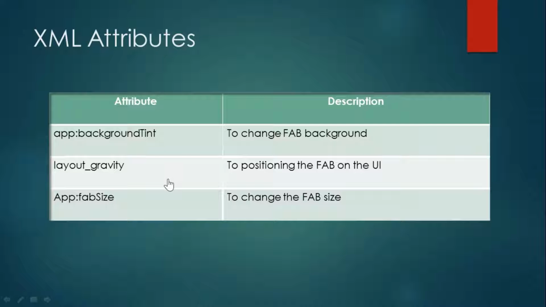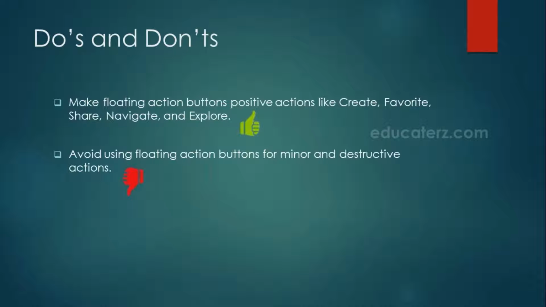And we can change the layout gravity. The default location will be the bottom right, where it will give some 16 dp or 24 dp of margin. So you can even change the location of your floating action button on the screen using layout gravity. And, as I said just now, we can change the floating action button size using app:fabSize. This will give us a default or mini size according to the requirement. You can change it.